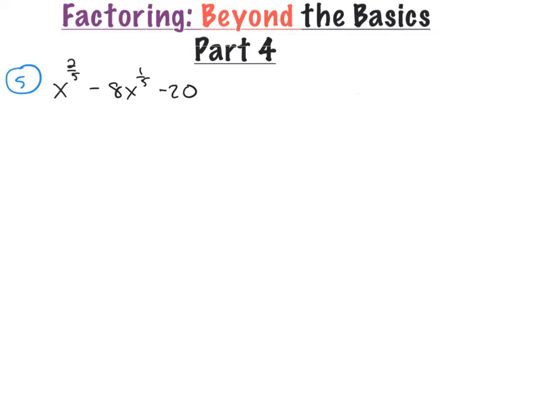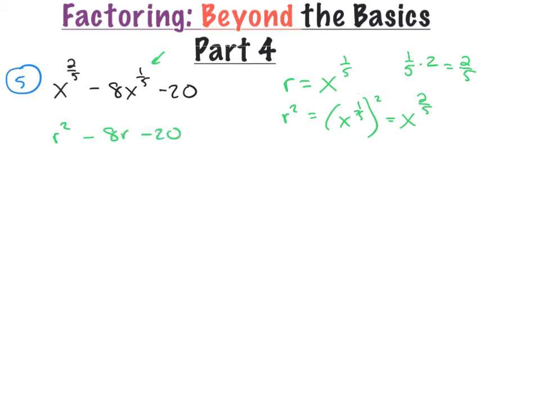Okay, this one is another quadratic in form problem. We have 2/5 is twice 1/5. So we can do it with that r substitution, always letting r be equal to the x on the middle term, x to the 1/5. When we square that, x to the 1/5 squared, remember 1/5 times 2 is 2/5. So we have r squared minus 8r minus 20.